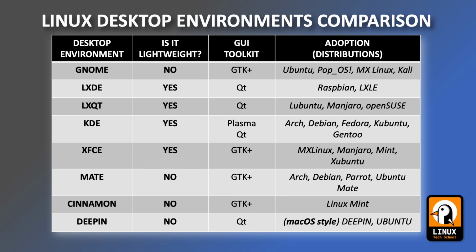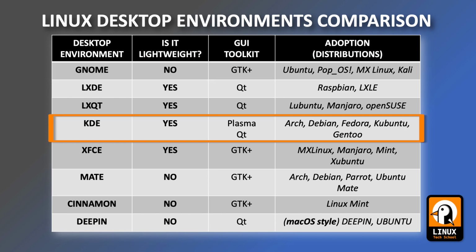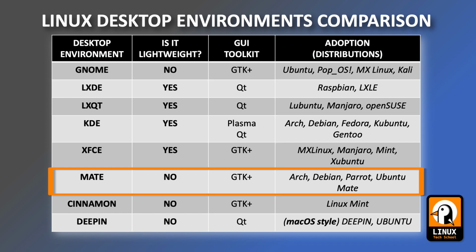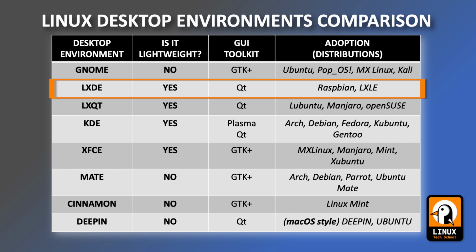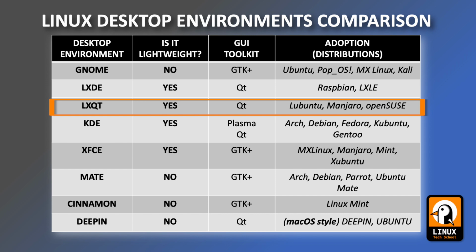Okay, let's have a look at this table where we can see many different options on desktop environments for Linux. Desktop environments like GNOME, KDE, and for example, Mate and Cinnamon are being talked about lately. But of course, for example, LXDE and LXQT are also being used a lot.